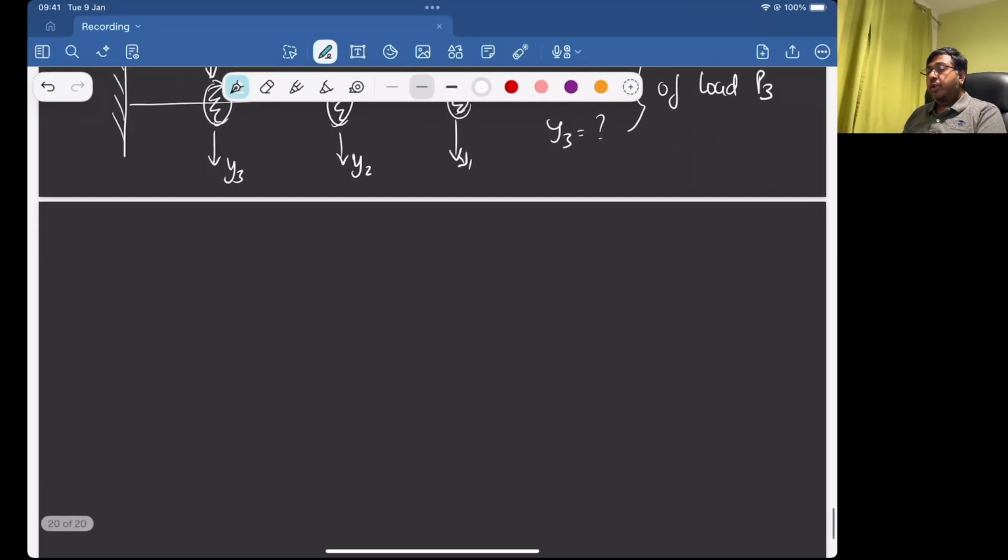In order to do this, we'll leverage some of the understanding that we have from our structures 1 module, where we have already determined, if we had a cantilever beam, what would be the deflection at each of these points given the load, moment and the deflection curve. Okay, so let's start with the first scenario, where we have applied a load P1.